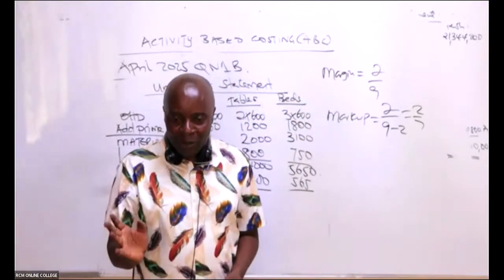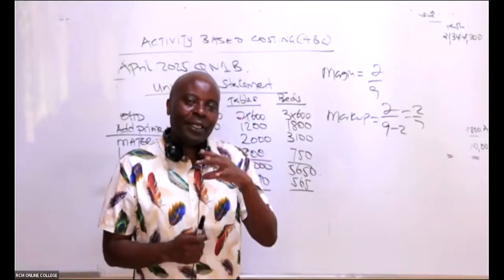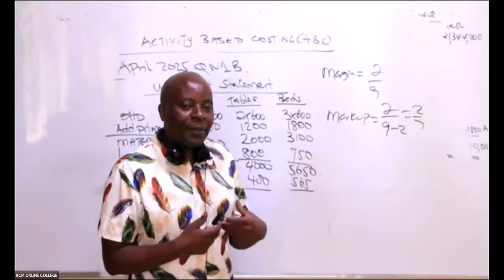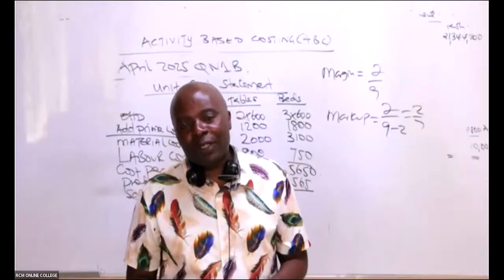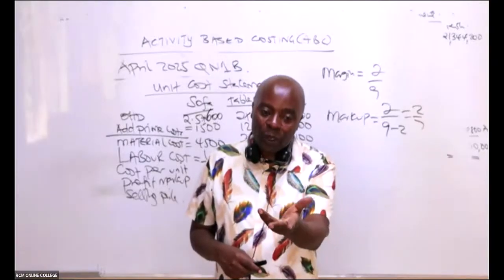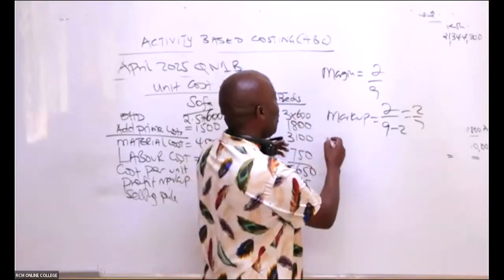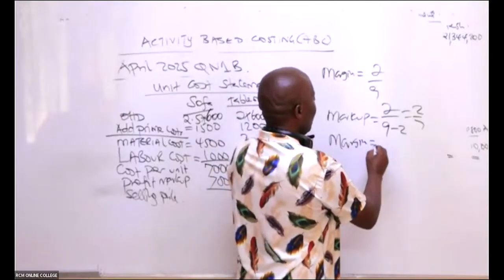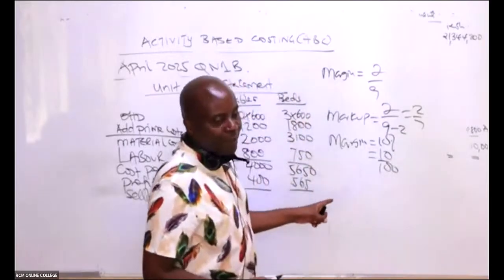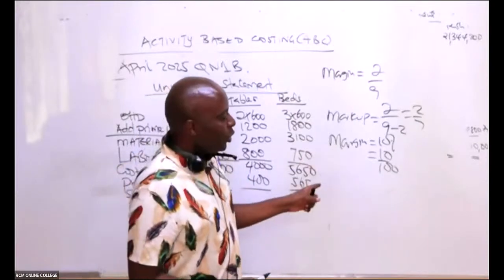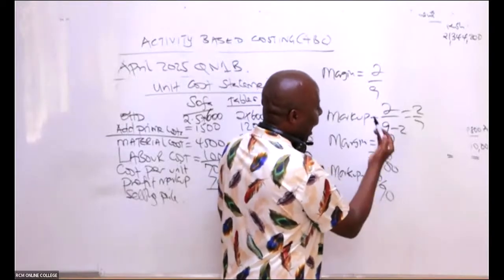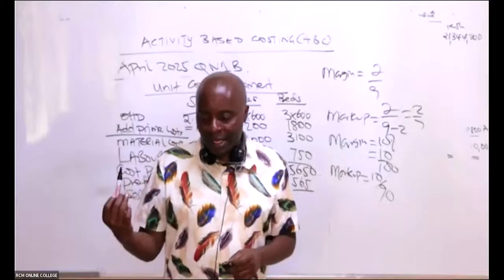And if you look at your past papers, they'll give you costs, but in the additional information, they'll tell you that margin is 10%. I'm an economic student. I know at the end of the day, margin can never be multiplied with cost. It's markup that can be multiplied with cost to get profit. So if they tell you margin is 10%, that is the same as 10 over 100. So if margin is 10 over 100, then markup will be 10 over 90, which is the same as 1 over 9.